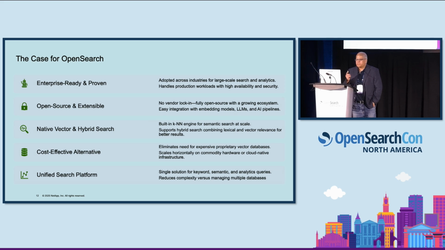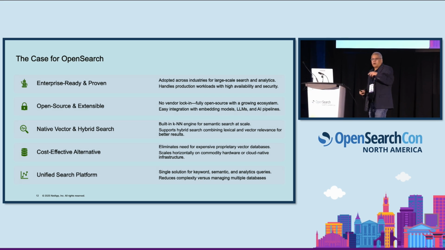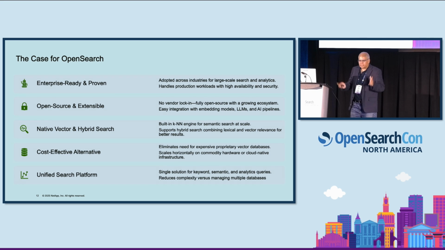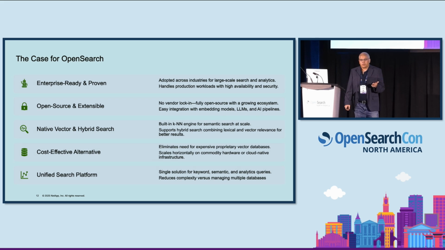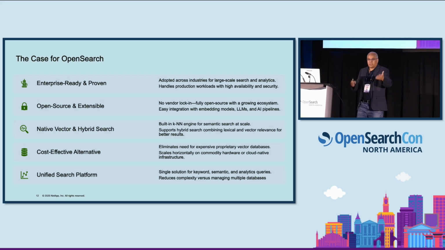Now, the case for OpenSearch. OpenSearch is already an enterprise-ready and proven software. It is adopted across industries for large-scale search and analytics. It handles production workloads. It is open source and extensible. So basically, there is no vendor lock-in, no technology lock-in, and lots of new extensions are coming up. So you can start using it right away.